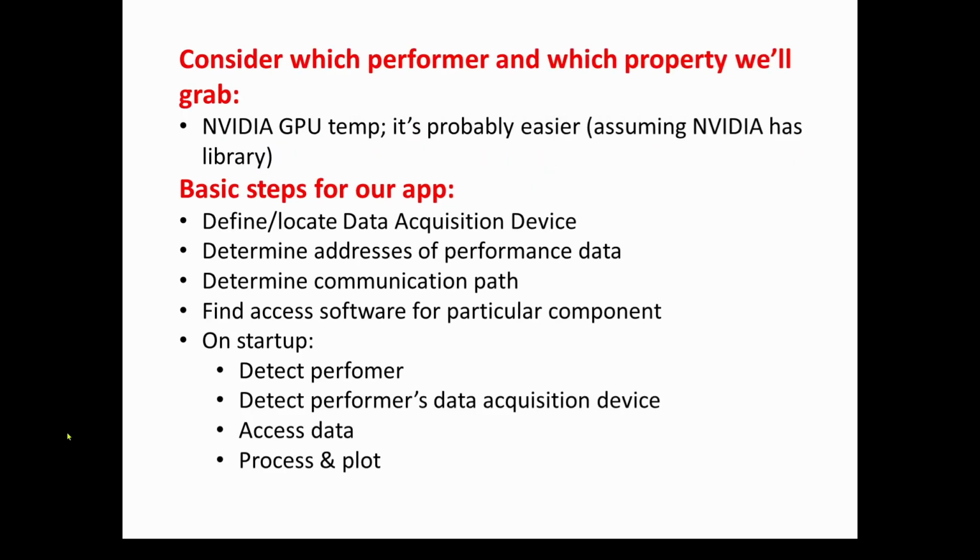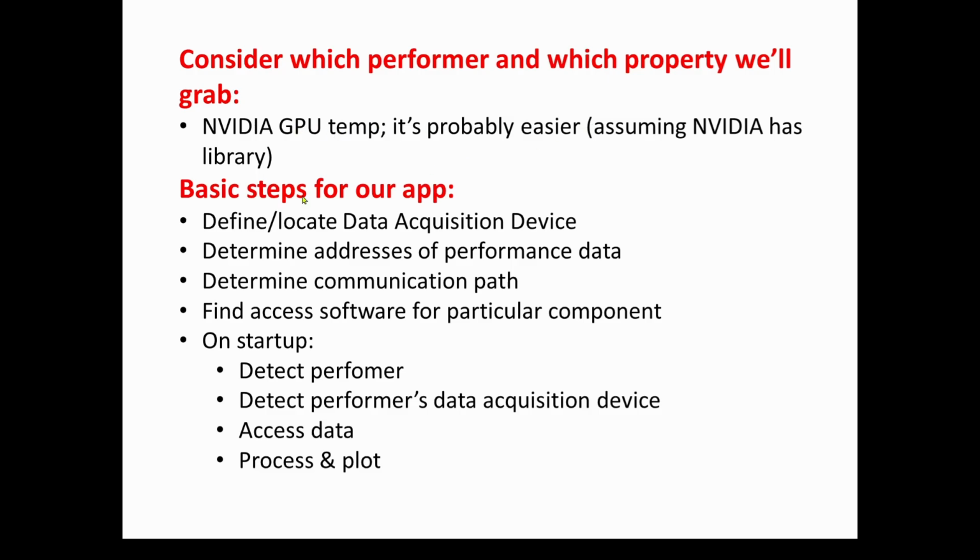So given all of that, let's think about what we're actually going to do in this application and figure out what single component and single property we're going to grab. The thought is, I've got two NVIDIA GPUs, so maybe we grab NVIDIA GPU temperature, which a lot of people are really excited about anyway. It's probably easier, assuming NVIDIA has a library, so it might make it a little bit easier for us to go through the process with whatever DLL or something that NVIDIA has. So we can focus on this.